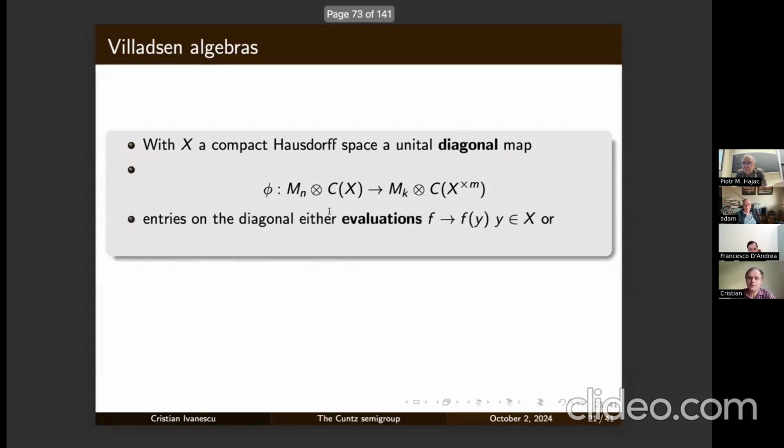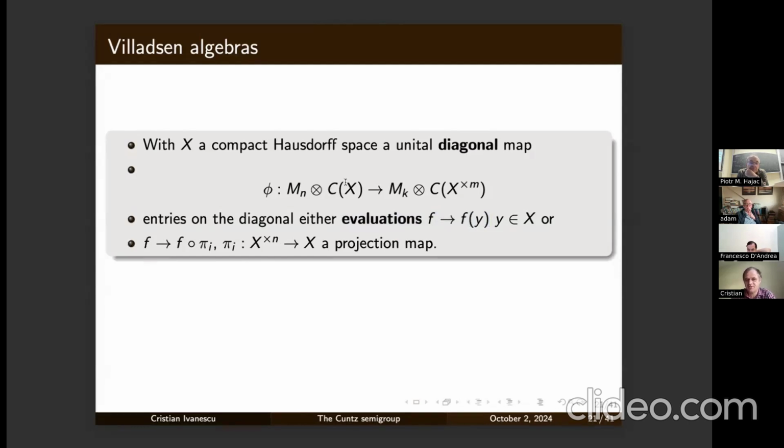Now, down the diagonal, I'm going to have two kinds of eigenfunctions. One of them is going to be evaluations. I'm going to use evaluations, and this is important because eventually I want to get an inductive limit which is simple. I'll say more about this. And then there is a second kind, which is, roughly speaking, an identity map. What this does is propagate.